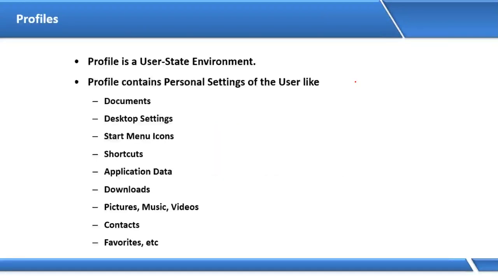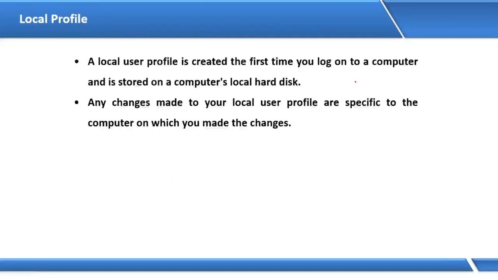And the last class we saw that a profile is a user state environment. If the user stores data in these items, it is stored in that particular user profile. We also saw we have two types of profile, local and roaming. For a local profile, once you create the user accounts and the user logs on to any client machine, that client machine's operating system creates a profile for the user and stores it on the local hard disk.